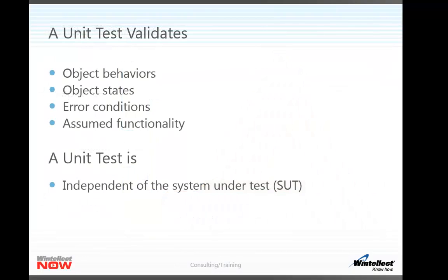A unit test validates object behaviors, states, error conditions, and assumed functionality. A unit test is independent of the system under test. The system under test is agnostic to who is exercising it. It could be an end user, it could be a tester, it could be a unit test.